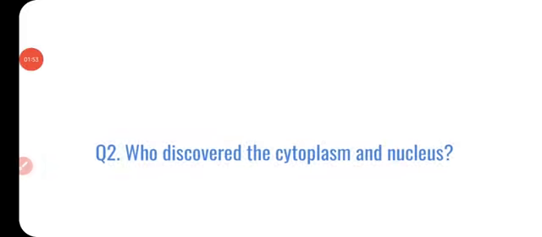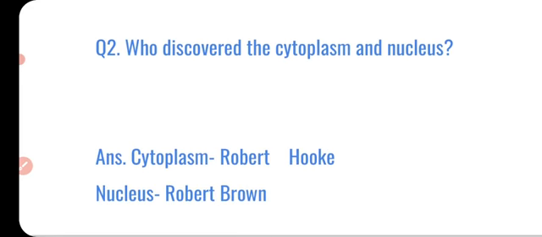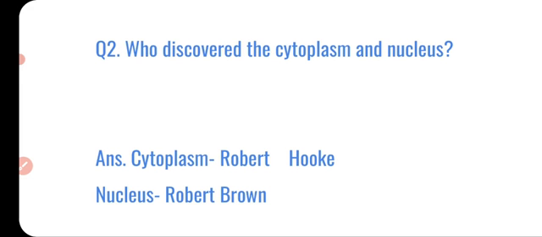Now the second question is, who discovered the cytoplasm and nucleus? So can you guess who discovered the cytoplasm and nucleus? The answer is, the cytoplasm was discovered by Robert Hooke and the nucleus was discovered by the scientist Robert Brown. And these two components of the cells are very important.